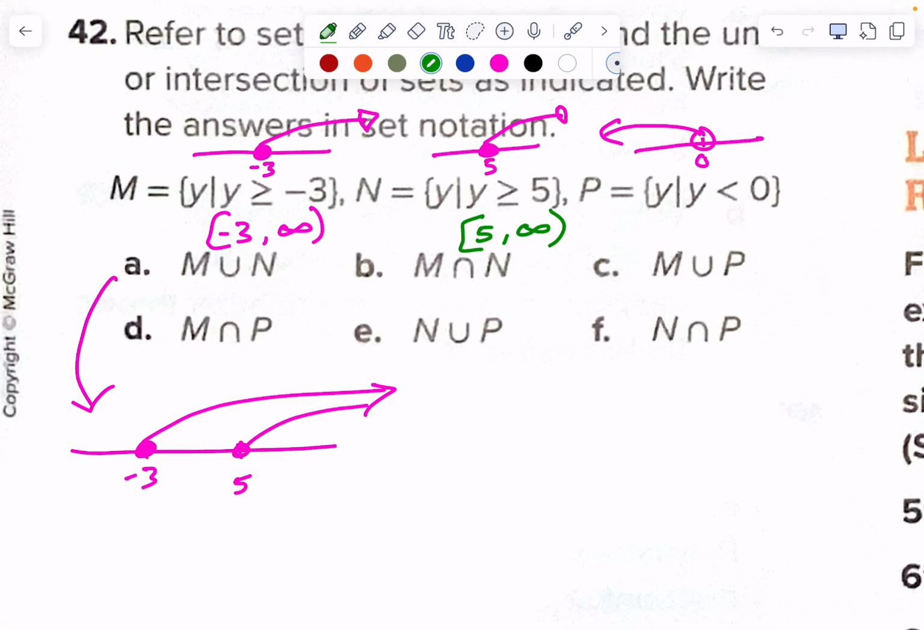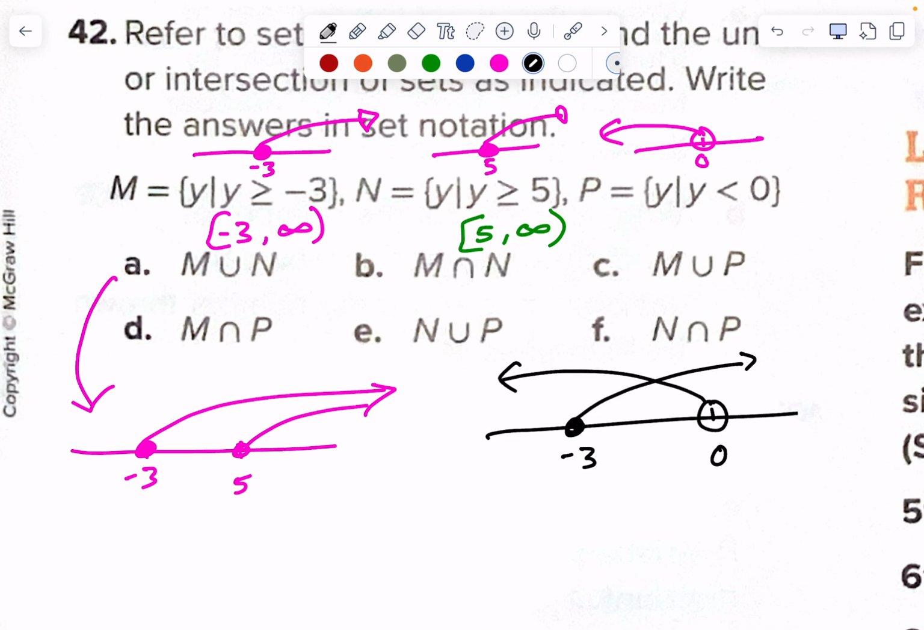Okay, so now we're getting into the P's. Now we have M union P and M intersect P. On M and P, we got -3, we got 0, open circle this way, closed circle this way. Now, if you're graphing these, be very careful. Make sure that you're putting the arrow going all the way to the right and you're not just connecting between them, right? That arrow goes all the way to the right.